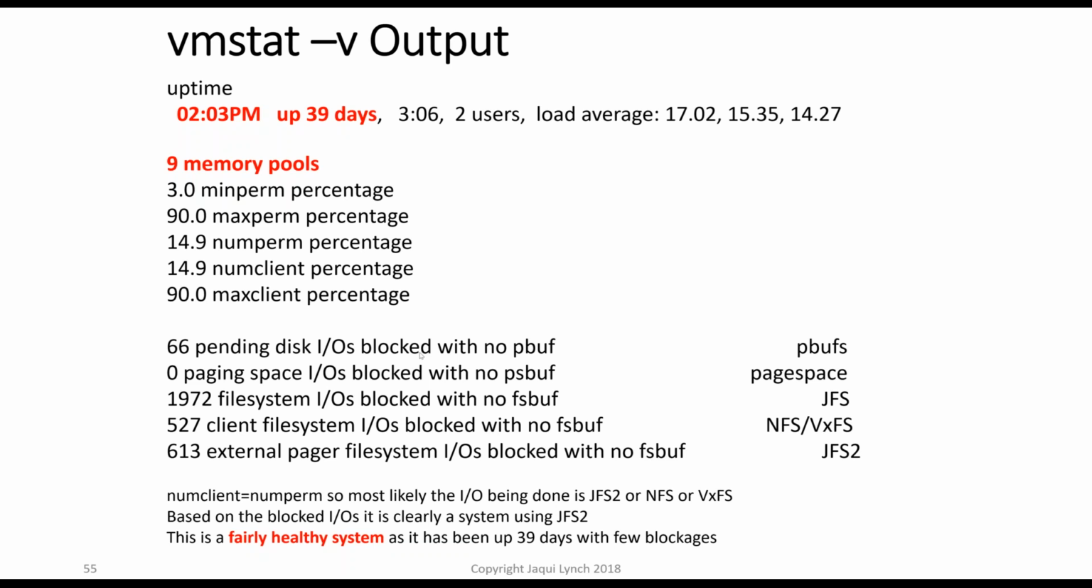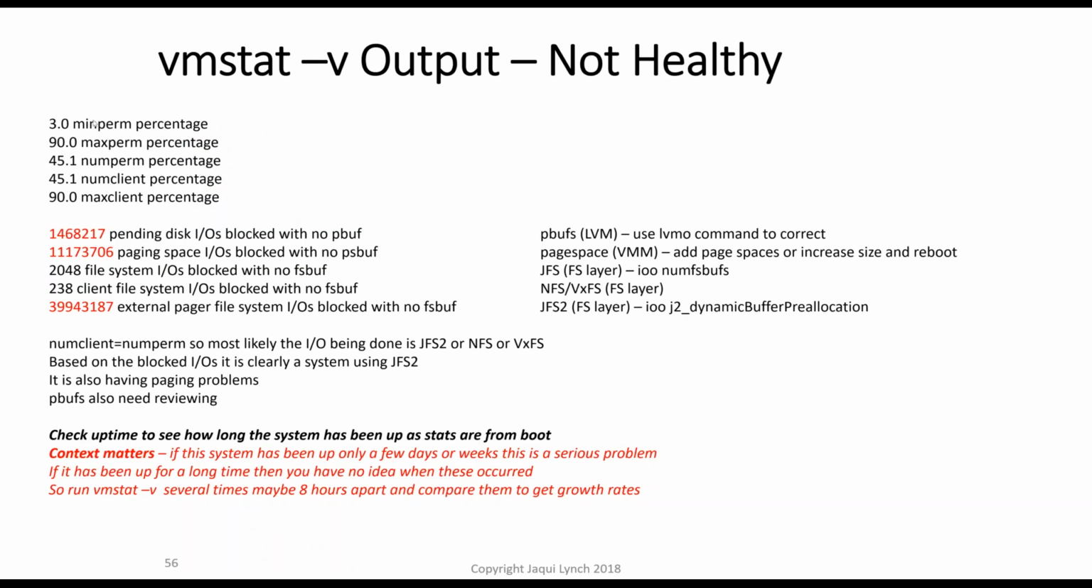So this next one is a very unhealthy system. Close to half the system is being used for file system caching. Here you can see I've got pbuf problems, I've got page space problems, and I've got, what is that, almost 40 million IOs blocked with no file system buffers. Out to the right here, I've put an indicator of what the solutions might be to fix them.